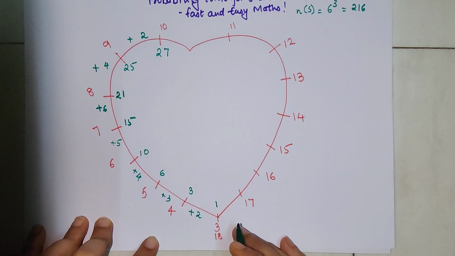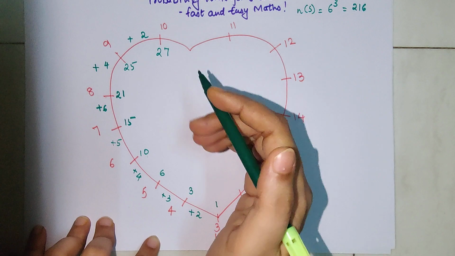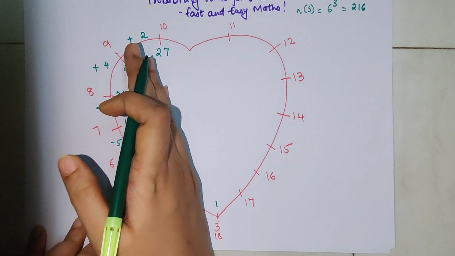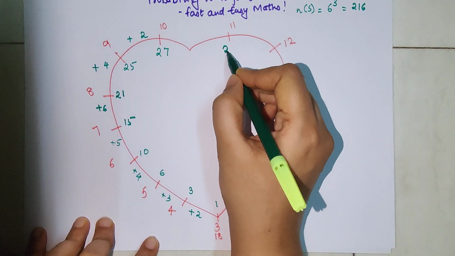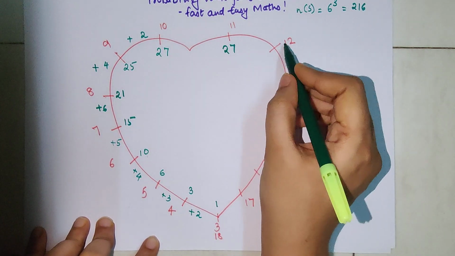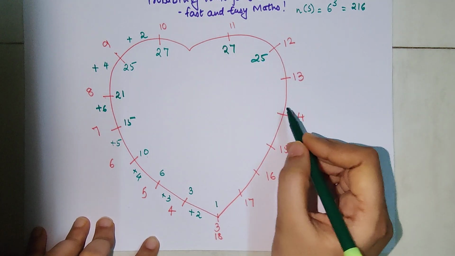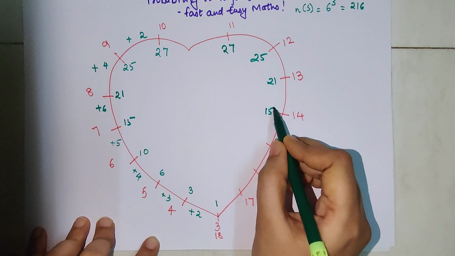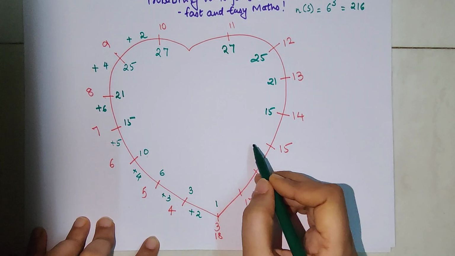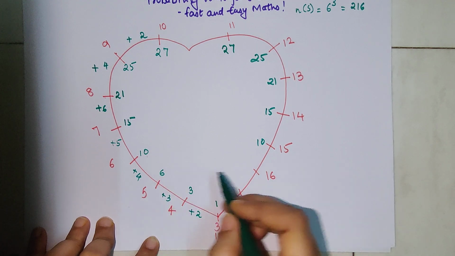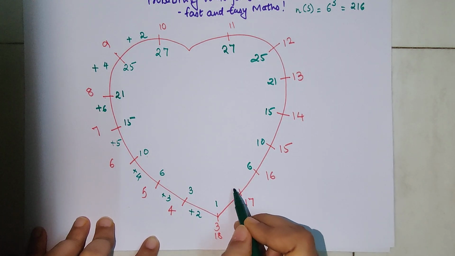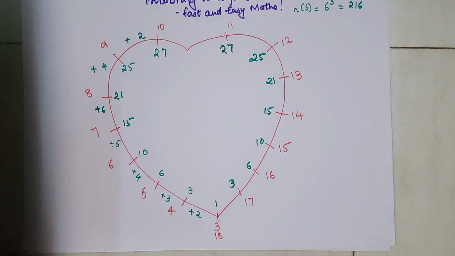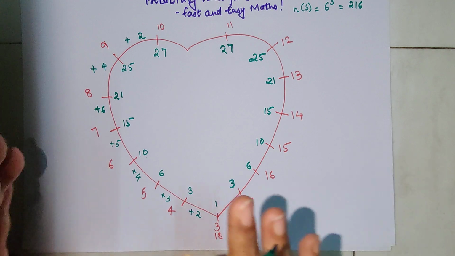Now students, here you don't have to do anything. It's just the exact replica of this particular side. That means the probability of 11 is also 27, probability of 12 is 25, probability of 13 is 21, probability of 14 is 15, probability of 15 is 10, probability of 16 is 6, probability of 17 is 3. So students, if you have any doubts, you can actually write down all the probabilities and check.